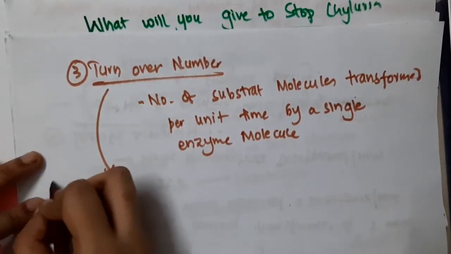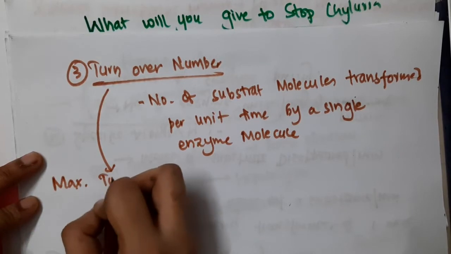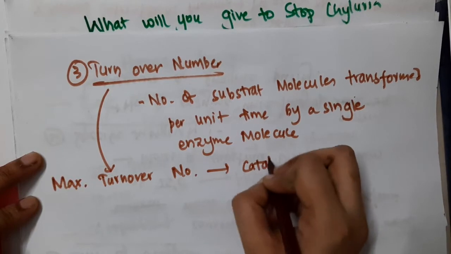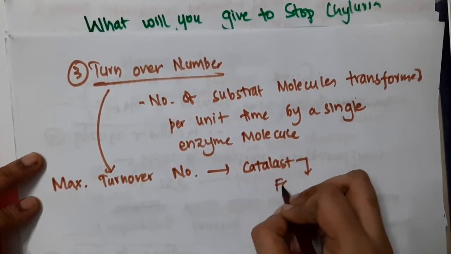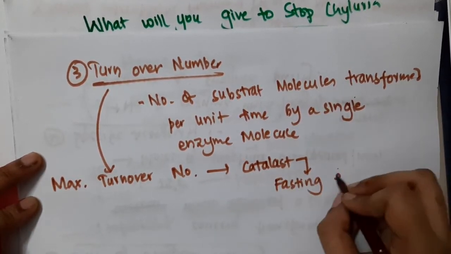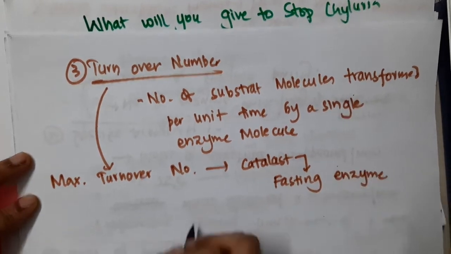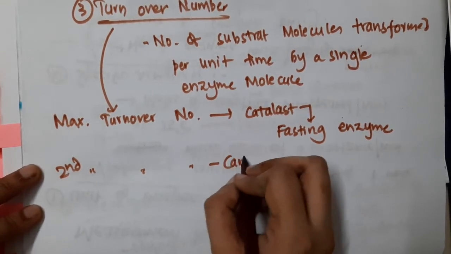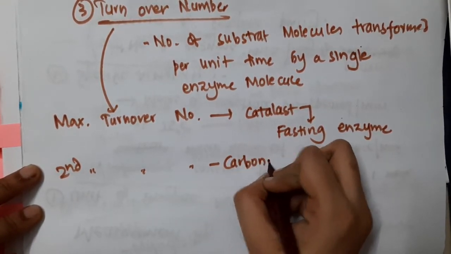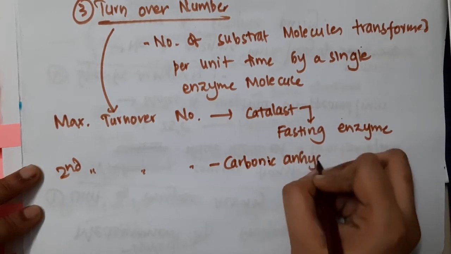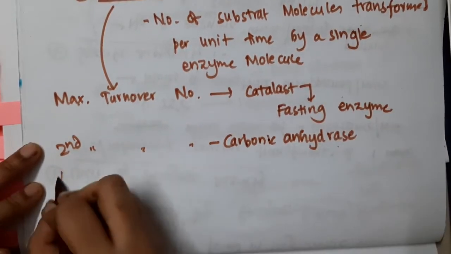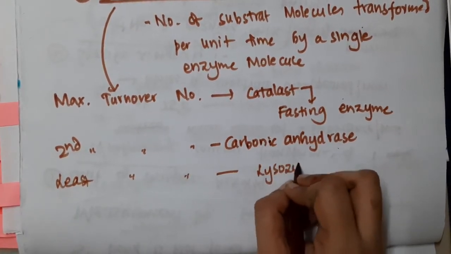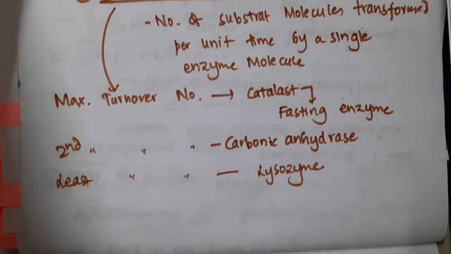So, if you were asked which enzyme has the maximum turnover number, maximum turnover number is present in catalase. So, this is called the fastest enzyme. Then if you were asked what is the second fastest enzyme, the second maximum turnover number is present for carbonic anhydrase. And which has the least turnover number? Least turnover number is present for lysozyme. So this is about the turnover number. Thank you.